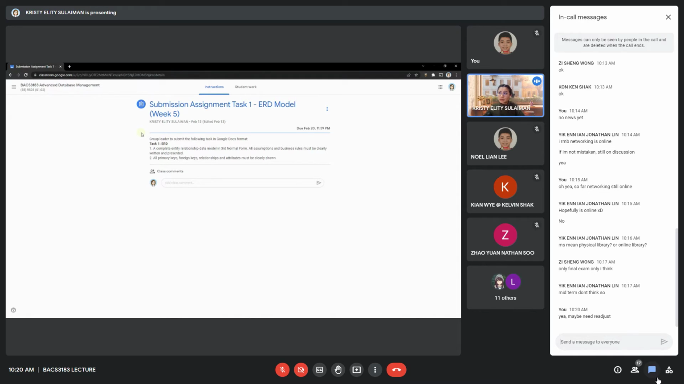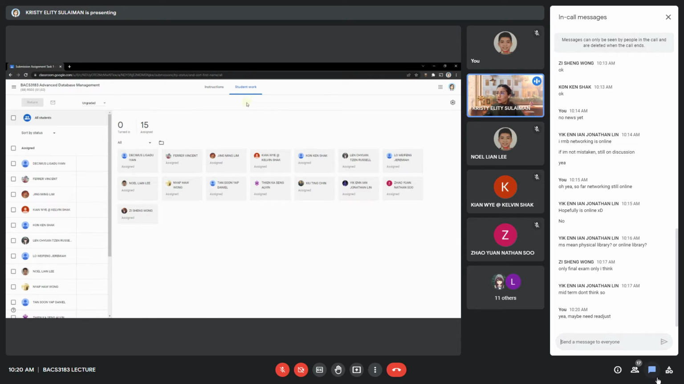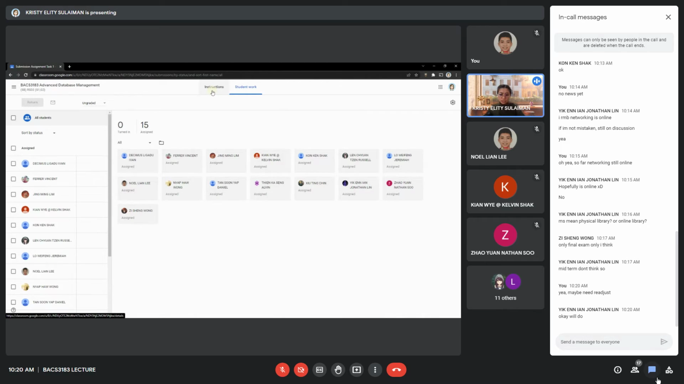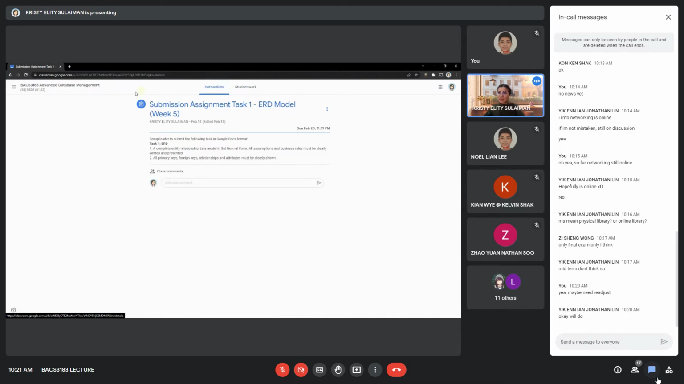Okay, so only the group leader submits, and after the group leader submits, the members also submit so that I know who has not submitted yet. Please submit. The group leader submits, and your group members also need to submit without attachment. Only the group leader submits with attachment.